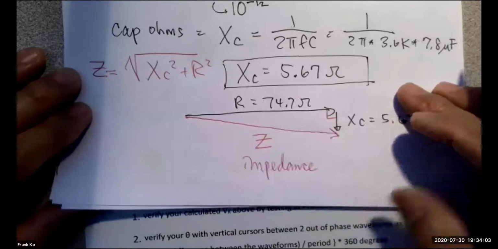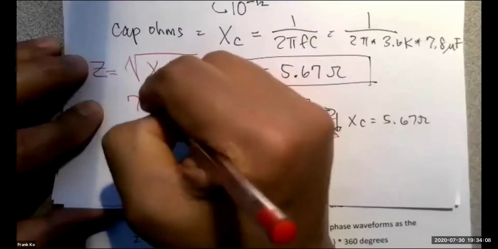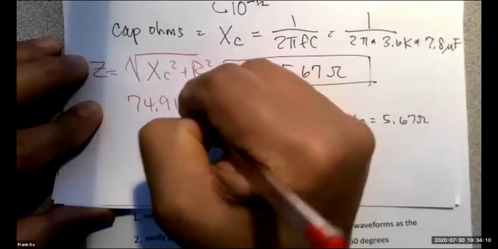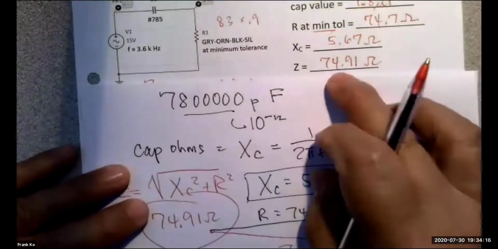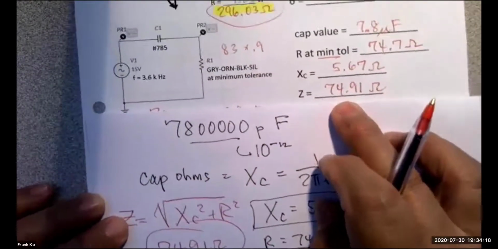Greg, what value do you have? 74.91 ohms. 74.91 ohms, okay? And 74.91 ohms is correct. Should be 74.91. All right.